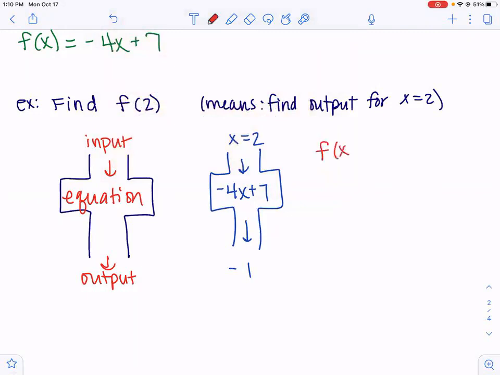If f of x is negative 4x plus 7, all I did is rewrite our equation. I'm asking you for f of 2. Do you see how I changed my input from x to 2? The input was x here. Now it is 2. So anywhere there's an x, I'm changing it to be a 2. Negative 4x plus 7. Well, instead of x, I'm writing in 2.